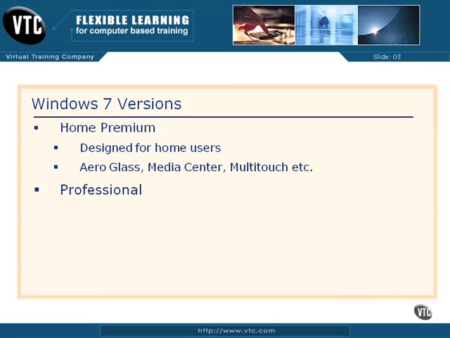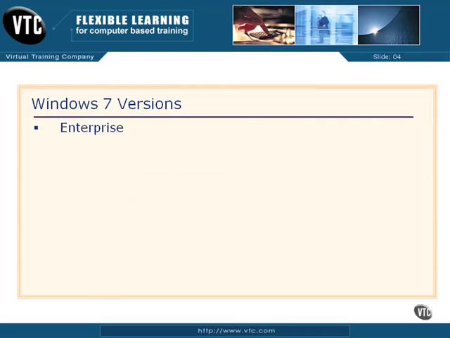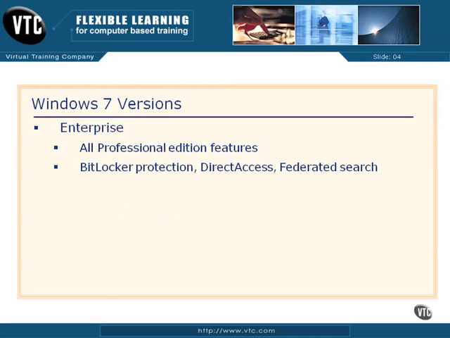And then Professional, this is the one that's designed for home workers and small businesses, and this is going to give you such things as network backup, the encrypting file system for your disk to protect your data, those kinds of things. And then the Enterprise version. Now the Enterprise version is going to have all the Professional Edition features, and it gives you the new BitLocker protection, which we will talk about later, DirectAccess and federated search, which again we'll talk about both of these a little later. Then we go to the Ultimate.